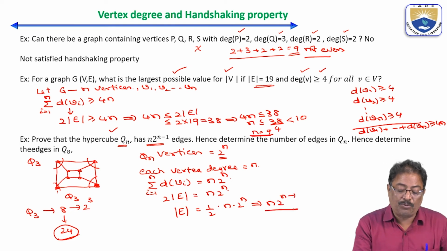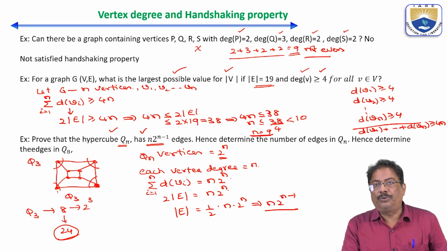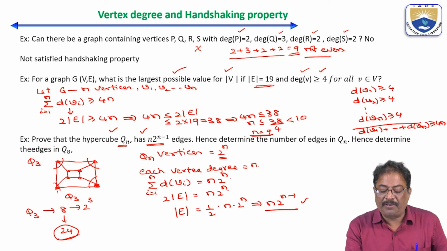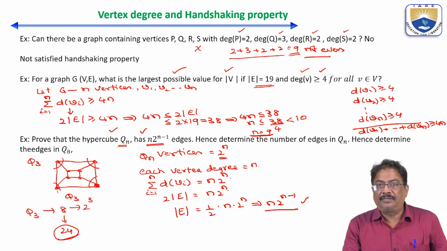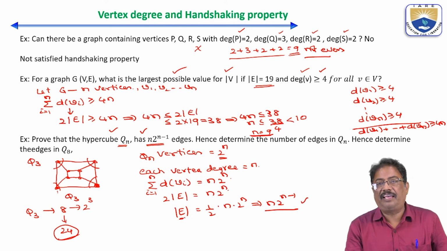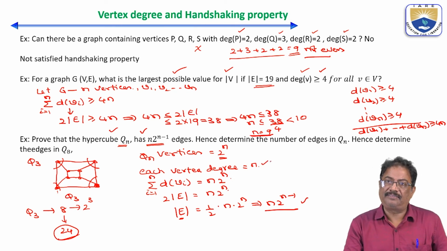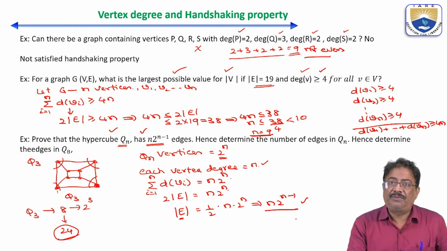So this is the proof that Qn has n into 2 to the power of n minus 1 edges. So Qn has how many vertices? 2 to the power of n vertices. And how many edges does it have? Let us say the number of edges is the cardinality of E, and each and every vertex degree is n. Then the sum of the degrees of all vertices, see what is that?